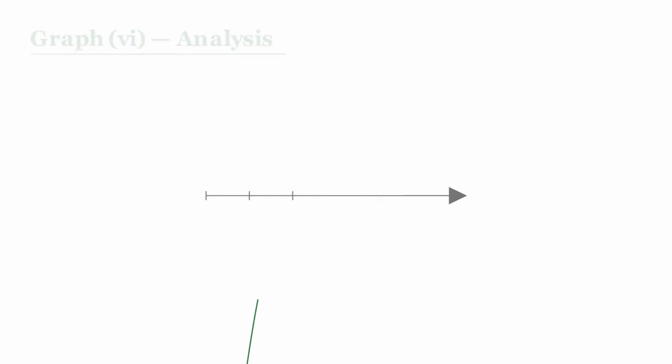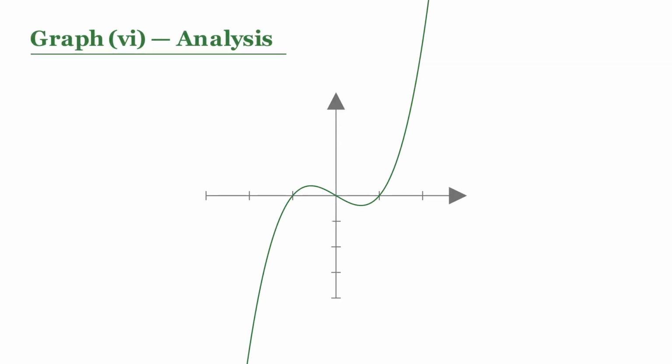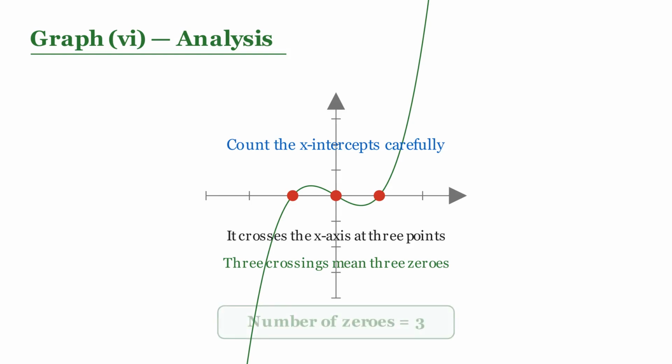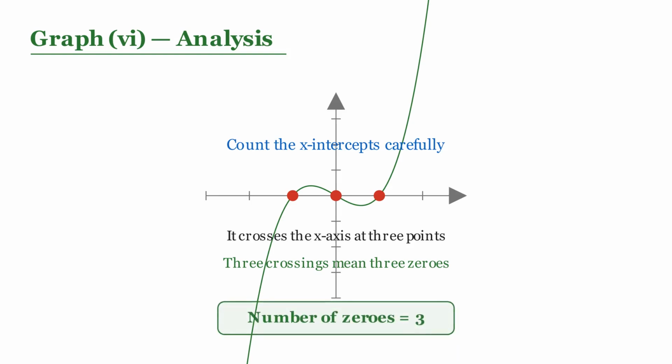Finally, let us analyze graph 6. Count the x-intercepts carefully. Observe that it crosses the x-axis at 3 points. 3 crossings mean 3 zeros. Therefore, the number of zeros is 3.